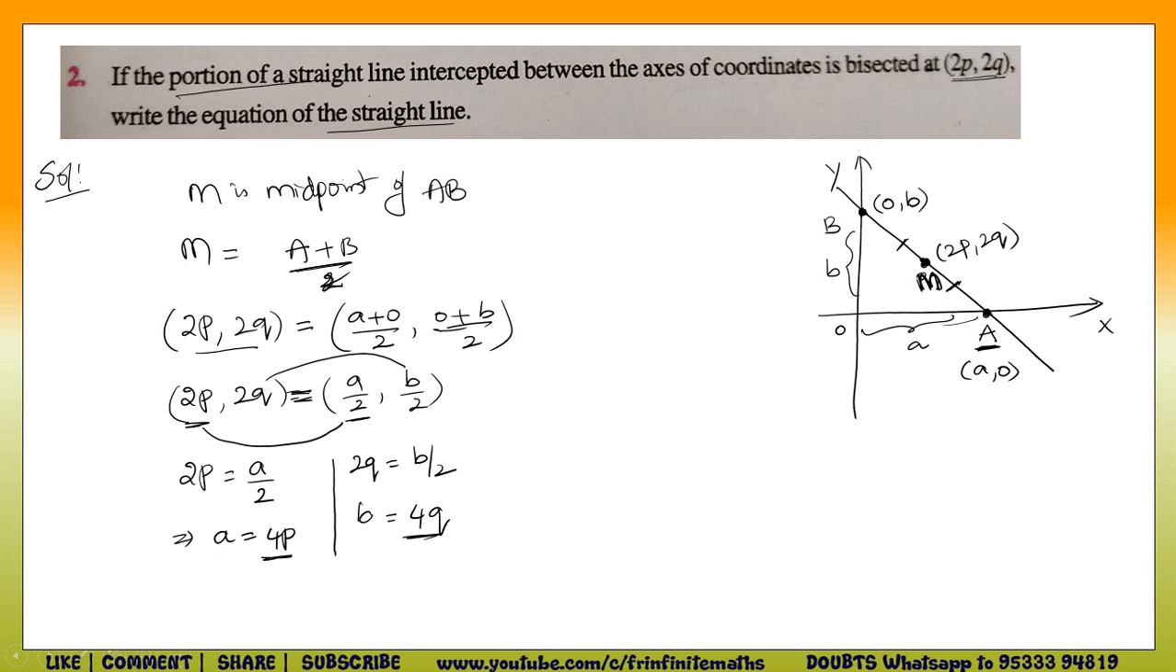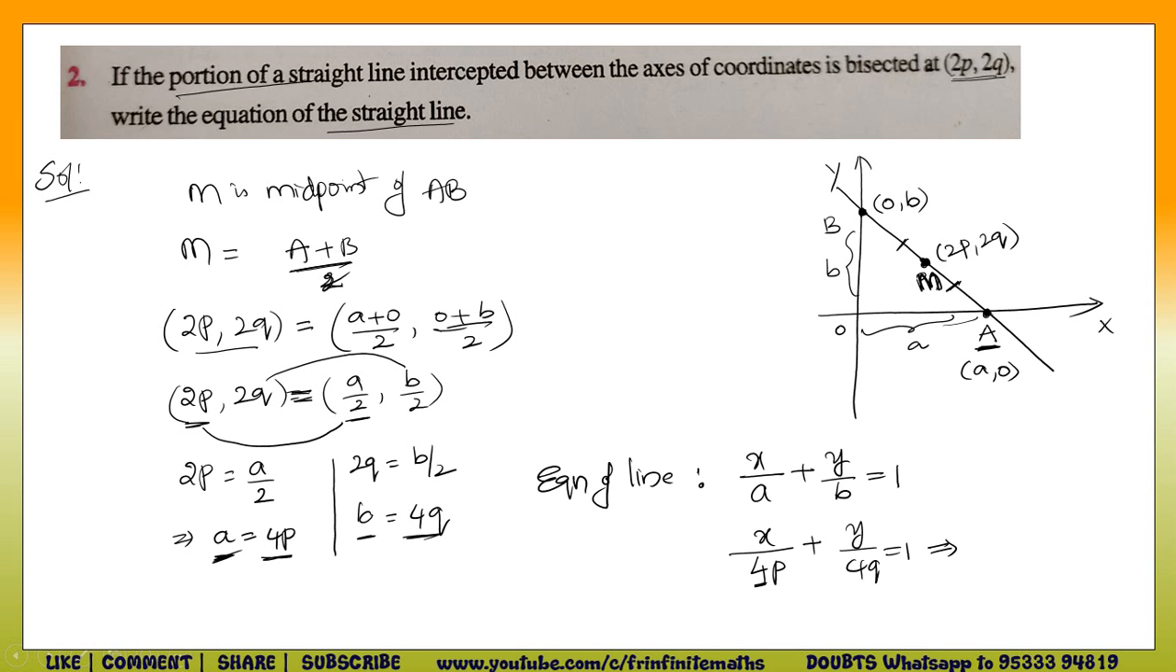So here A is the x-intercept and B is the y-intercept. When you know the intercepts, I can directly write down the equation of the line: x by x-intercept plus y by y-intercept is equal to 1. That means x by A plus y by B is equal to 1. Replacing A with 4P and B with 4Q, x by 4P plus y by 4Q is equal to 1. Since 4 is common in the denominators, I can also write it as x by P plus y by Q is equal to 4. Either you can write it in this form or that form.